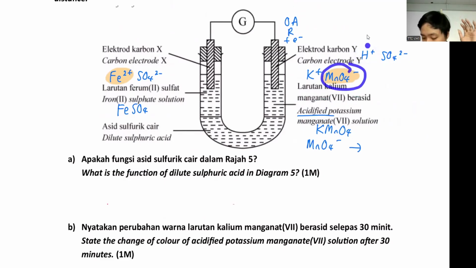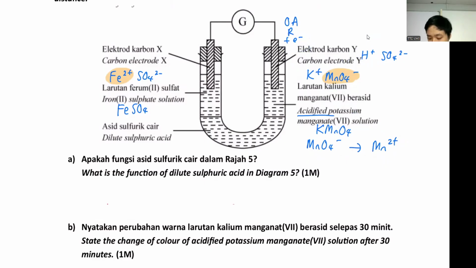The hydrogen ion will help to turn this MnO4-, of course with the help of electrons also, to Mn2+. We call it manganese(II) ion. Sorry, not manganate, manganese(II) ion. In Malay, it's called ion mangan(II).